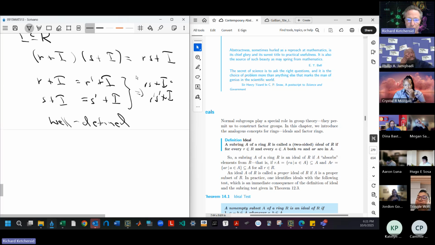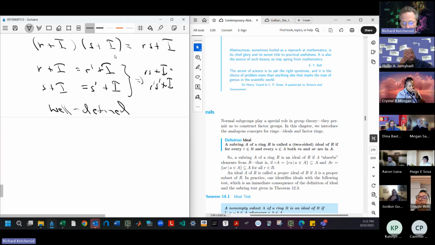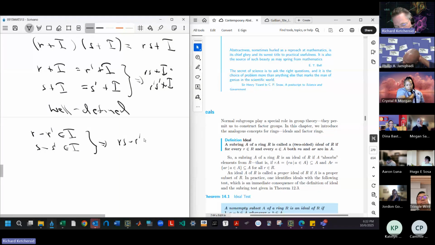And so we need to be well defined. So now the question is, what do we need to get this? That's what we want to look at here. So I can rewrite this as R minus R prime in I, because that's what it means for these two to be the same coset. I can rewrite this as S minus S prime in I. And what I want is to get RS minus R prime S prime is in I, because that's what this side is. That's what I want to get.